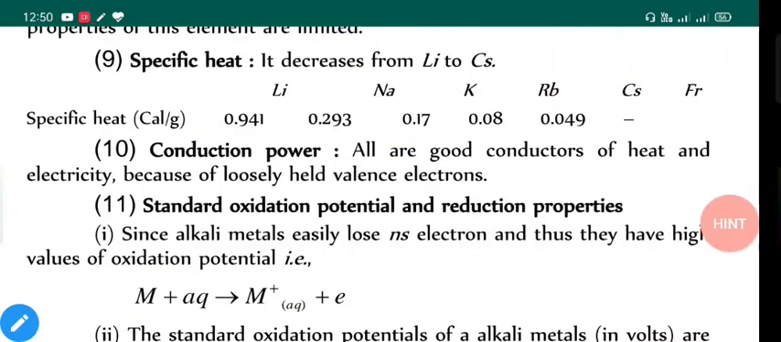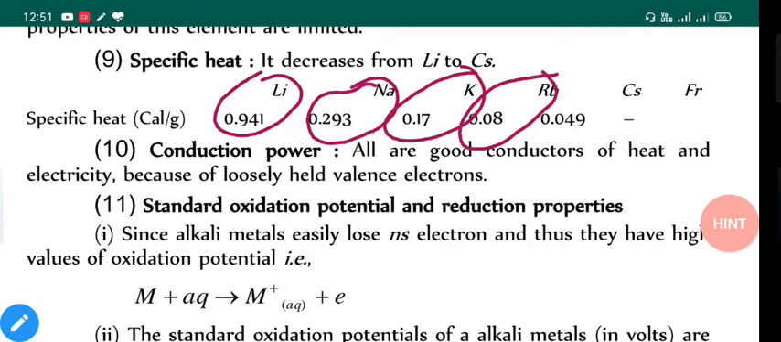Next is specific heat. It decreases from lithium to cesium. Specific heat means the amount of heat required to increase the temperature of a given substance by 1 degree Celsius. Here values are mentioned in calories per gram, that means the calories required to increase 1 gram of the substance by 1 degree Celsius. Again, as you can see, it changes drastically, and the last element is unknown to us. Lithium requires the highest amount of energy to increase its temperature by 1 degree Celsius, and cesium requires the least, and we do not have data about francium.